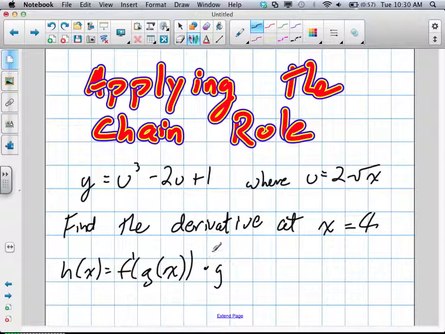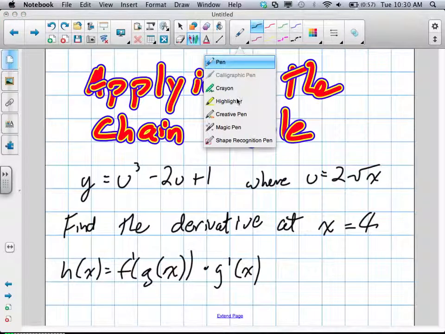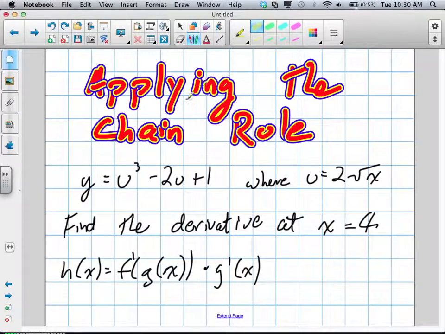So f prime at the original g at x multiplied by g prime x. Okay, so we find the derivative of the outside function multiplied by the derivative of the inside function. Okay. Well, here's a little easier to see. We know our f, or our outside function, is going to be our y, right? This will be our f function, and the u's are going to be our original g at x.